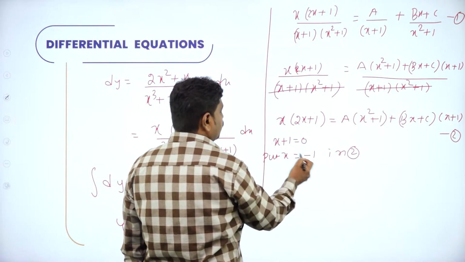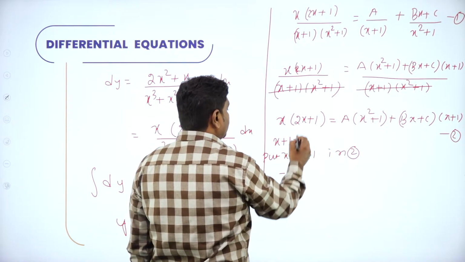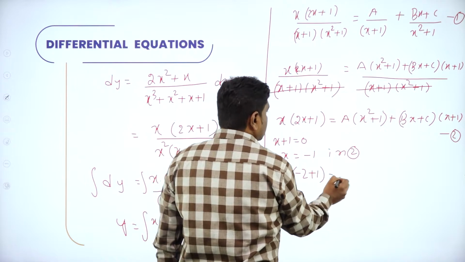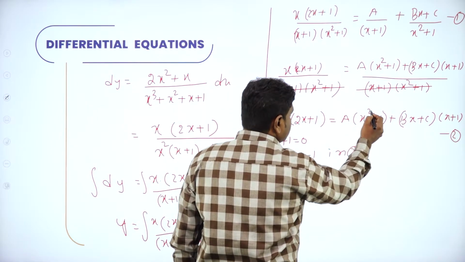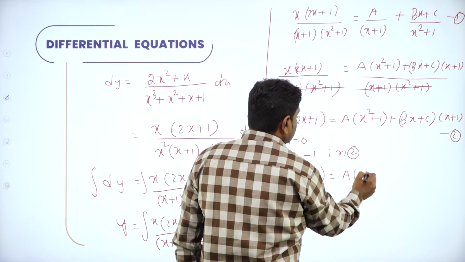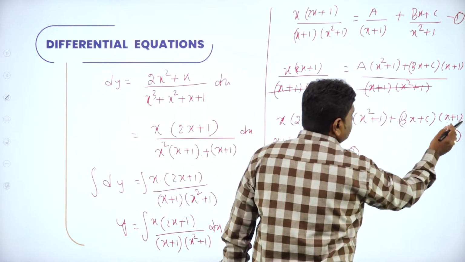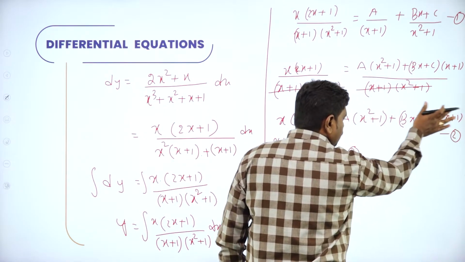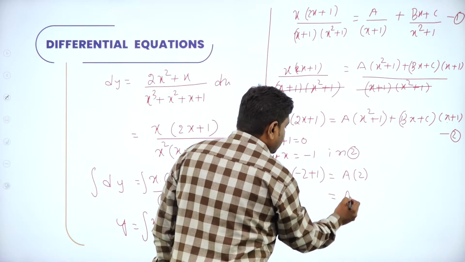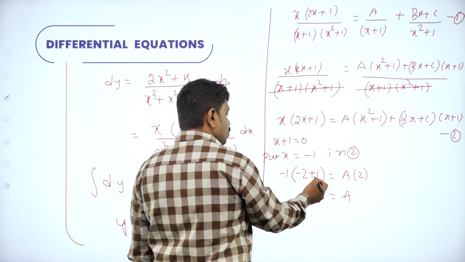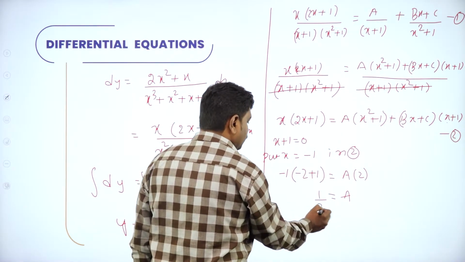In the place of x, if you put minus 1, 2 into minus 1 is minus 2 plus 1. And here, it will be minus 1, the whole square is plus 1. 1 plus 1 is 2, a into 2. And this will become 0 because x is minus 1. Minus 1 plus 1 is 0. 0 into anything is 0. From this, you will get a. So this is minus 1, minus of minus becomes plus 1 by 2. So you got a value.